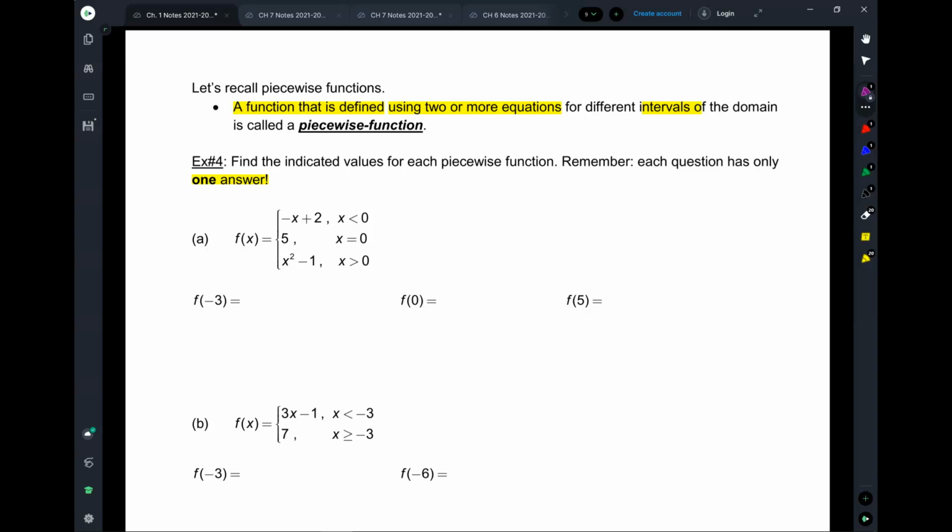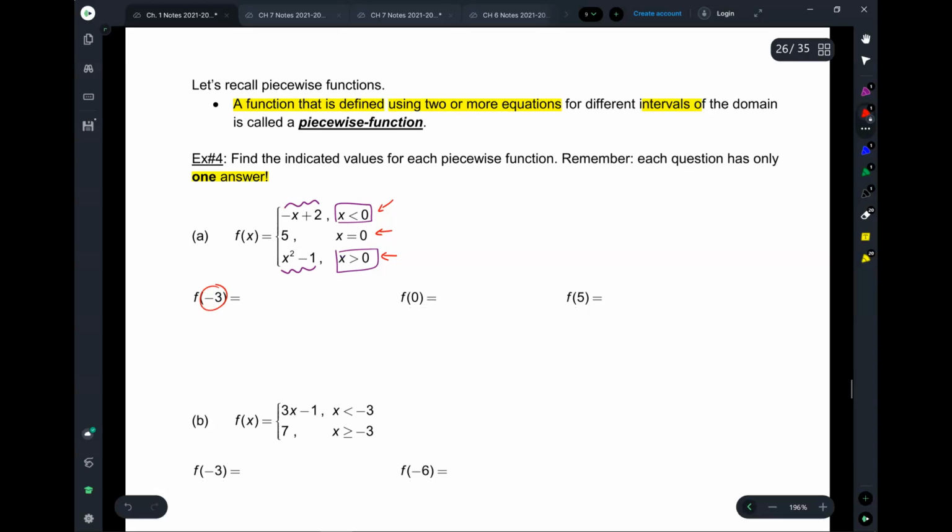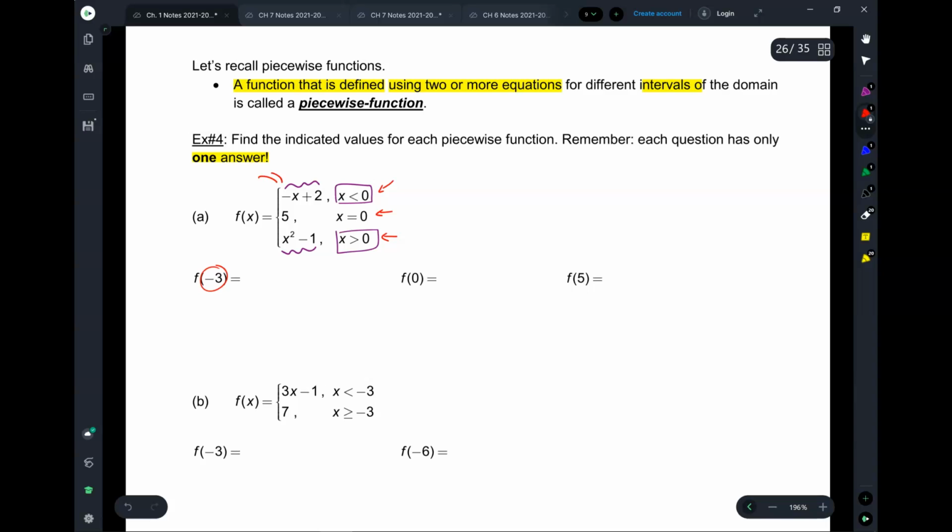It's divided into three regions. When x is less than 0, this is the function. When x is greater than 0, this is the function. And only when x is 0 is it that middle function. Okay? So when you want to find f of -3, you want to see which of the intervals the -3 falls into. So you're going to be looking at these numbers here. So where does -3 fall? The first one. I plug it into the function of the first one. I plug it into here.